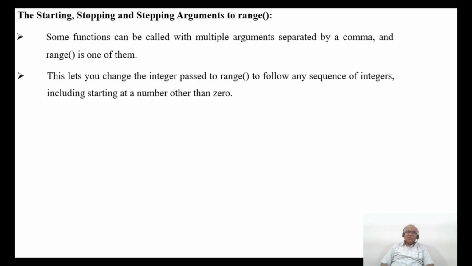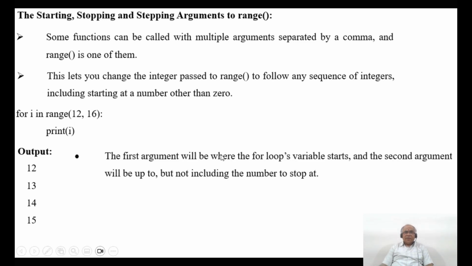This lets you change the integer passed to a range function to follow any sequence of integers, including starting at a number other than 0. For example, for i in range(12, 16): print(i). So what is going to be the output? The output will be 12, 13, 14, 15.